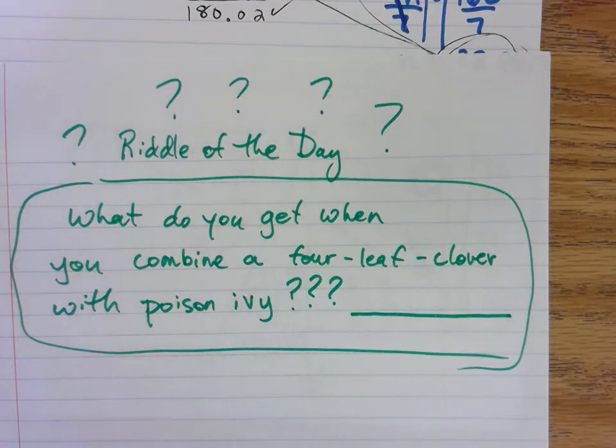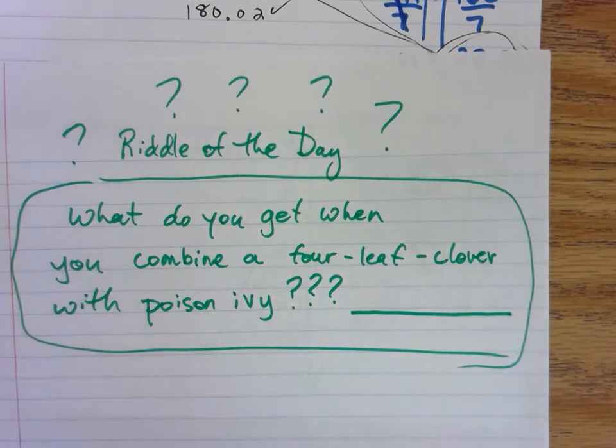Today's riddle of the day is, what do you get when you combine a 4-leaf clover with poison ivy? So you're out walking around in the yard, maybe you see some 4-leaf clovers, and maybe over there on the fence you see some poison ivy. If you combine them together, what in the world is that going to give you? If you know the answer, don't forget to email it in. And let's get back to the lesson.